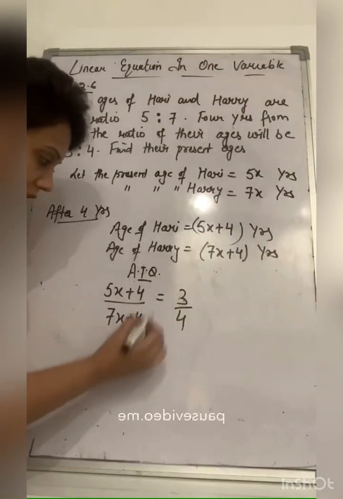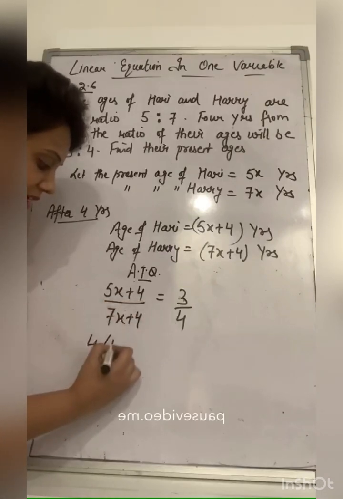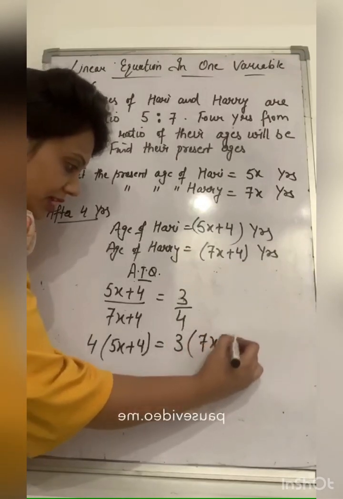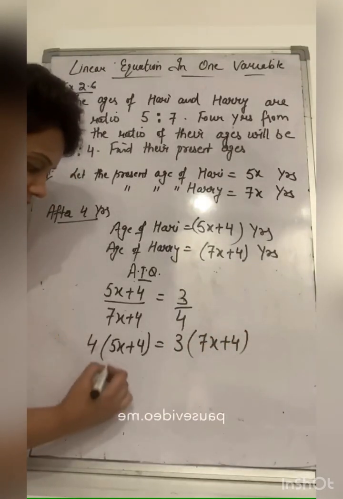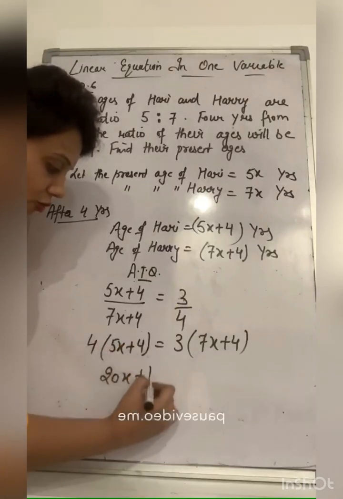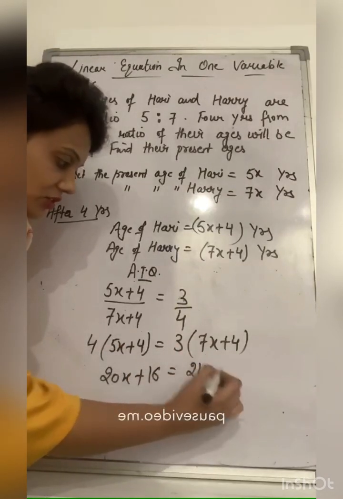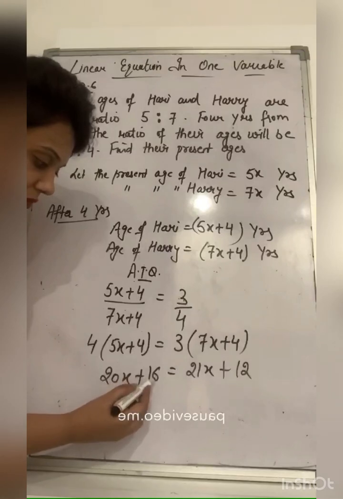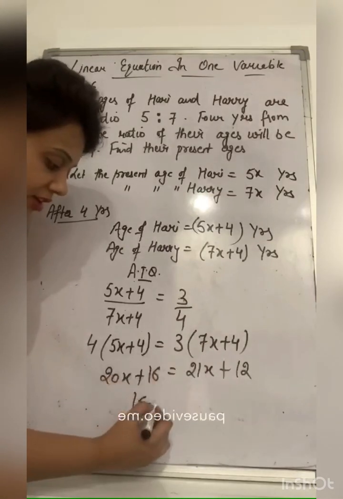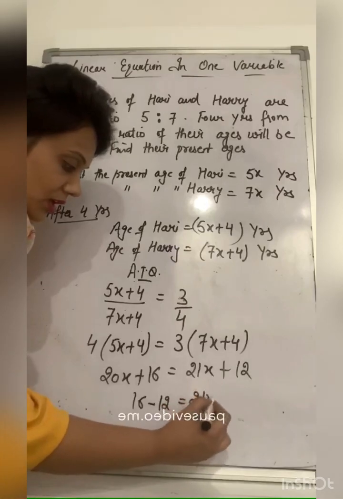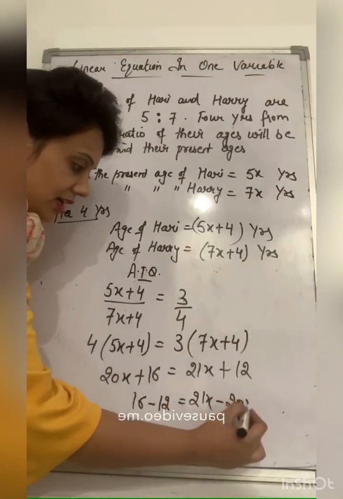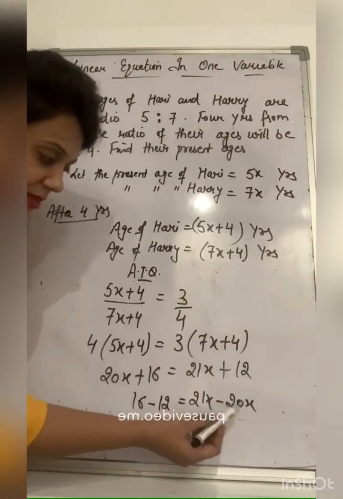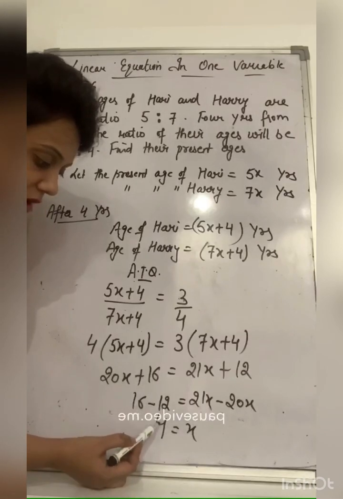Now after cross multiplication, this 4 will get multiplied with 5x + 4 and this 3 will get multiplied with 7x + 4. Now 5 4s are 20x plus 4 4s are 16 is equal to 7 3s are 21x plus 3 4s are 12. Right? Now bring 12 on the left hand side, it will become minus 12. And bring that 20x on the right hand side, it will be minus 20x. So 21x minus 20x is x, 16 minus 12 is 4.